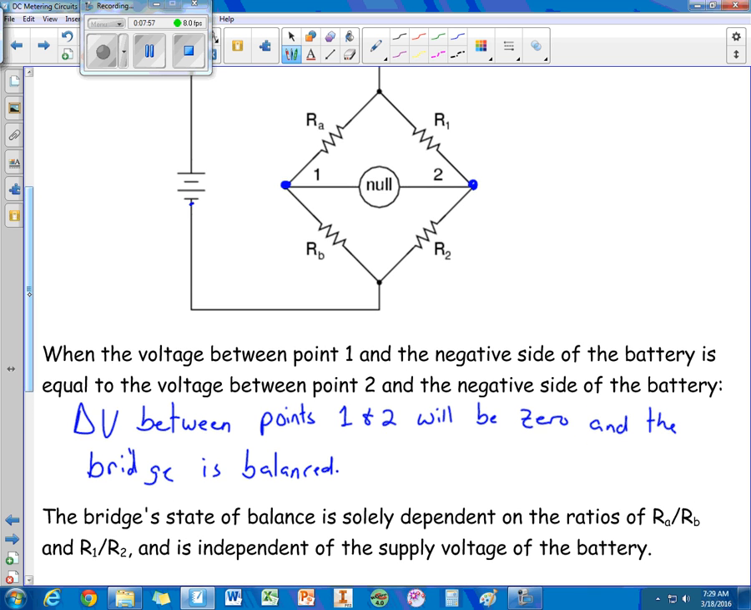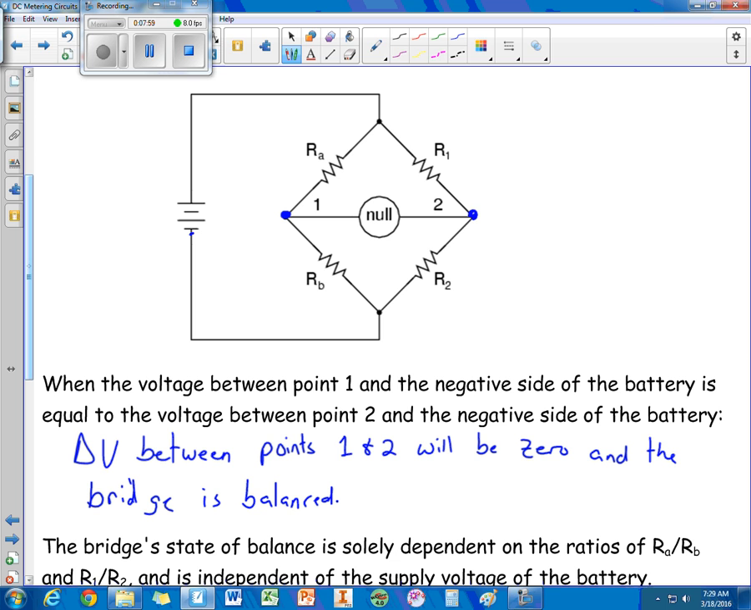So after we build this circuit, we would take a voltmeter and we would attach it to point 1 and point 2. And what we want to do is measure this and we want this to equal 0. And that's what null means. Null means 0. So if I hook up a voltmeter between those 2 points and I get 0 volts, this circuit is balanced.